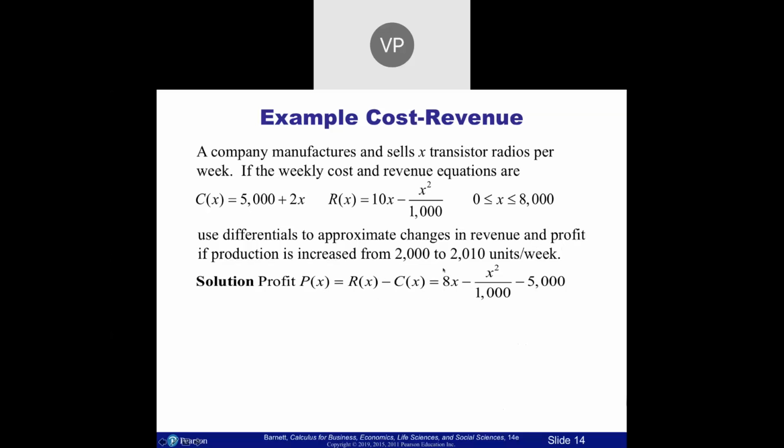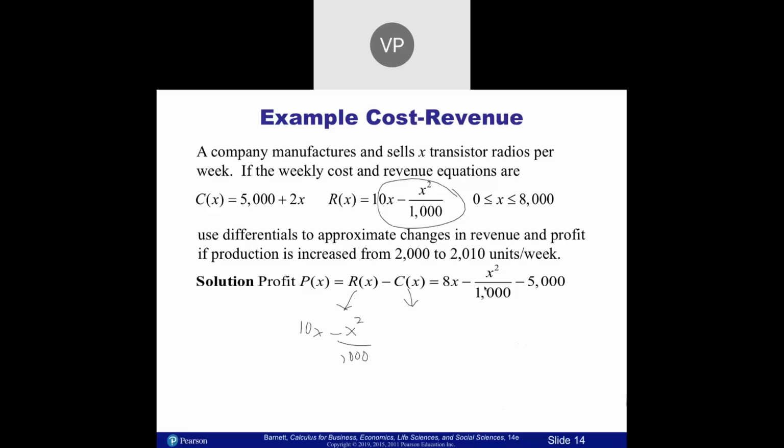So it's 8x minus x squared over 1,000 minus 5,000. Now, I want to make sure everyone sees how in the world did they get this? Okay, well, look at this right here. This is r of x, 10x minus x squared over 1,000.